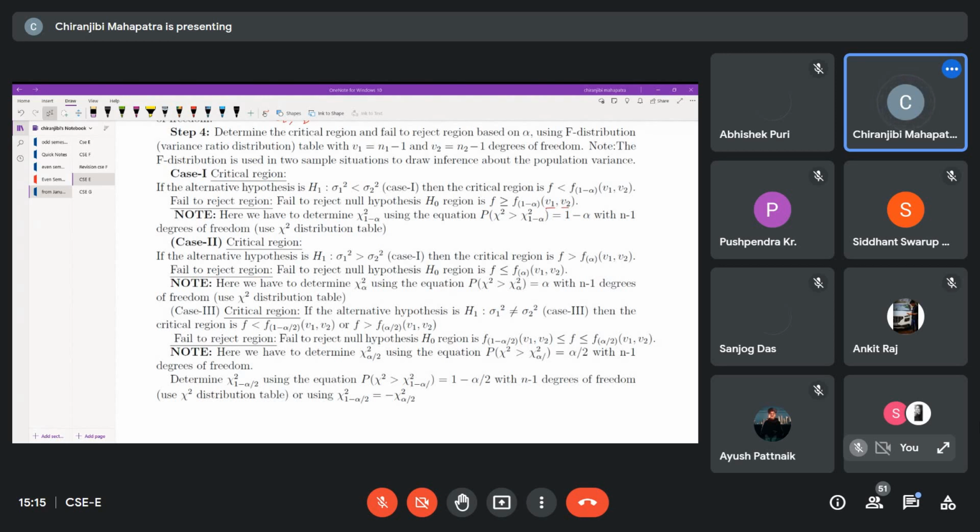Okay, so next is the goodness of fit test. This is also most widely used in many fields actually, the goodness of fit test. And I will tell you where and why it is used.